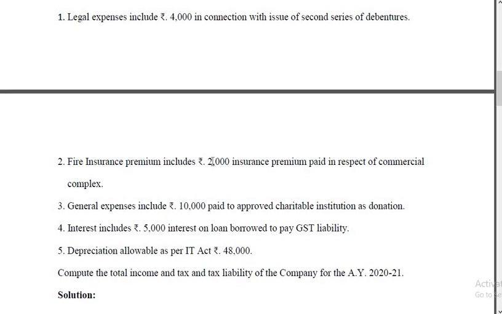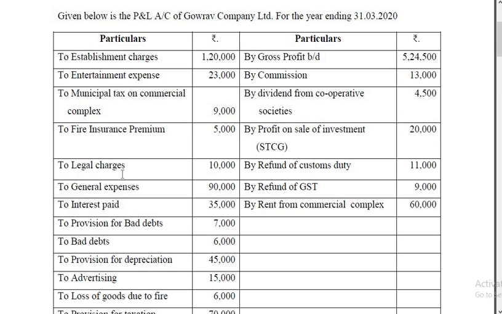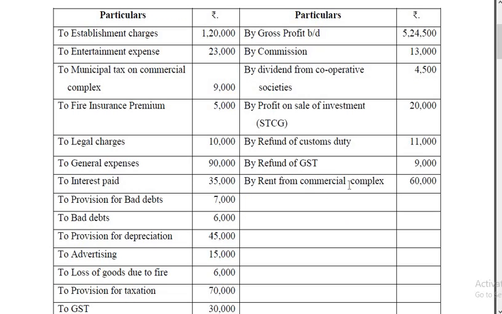Then come to the second one. Fire insurance premium includes rupees 2,000 insurance premium paid in respect of commercial complex. Look at the item rent from commercial complex, 6,000. So this is relating to income from house property, and therefore the expense is relating to this item. It's not relating to business income. Therefore, that is to be added back while computing business income.